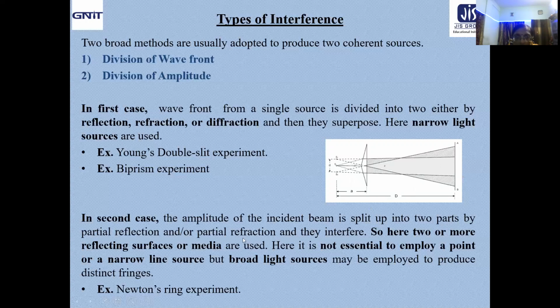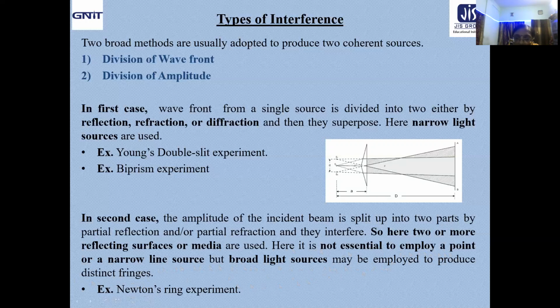In case of the division of amplitude, the amplitude of the incident beam is split up into two parts by either partial reflection or partial refraction, or by both. So here, two or more reflecting surfaces or media are normally used. And here, it is not essential to employ a point or a narrow line source, but broad light sources may be employed to produce the distinct fringes. So you are getting the difference between the two cases.